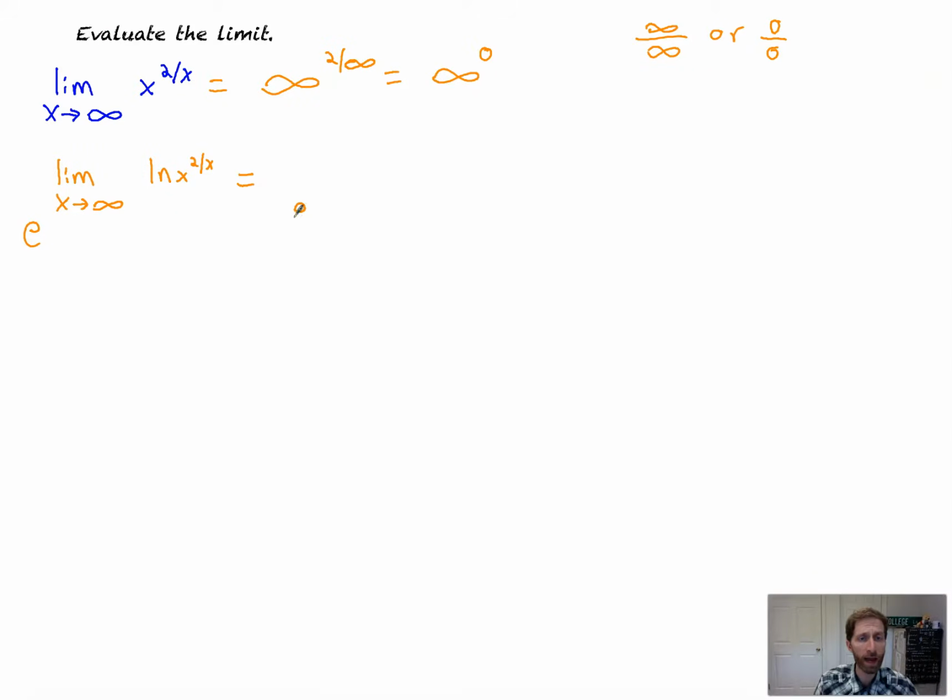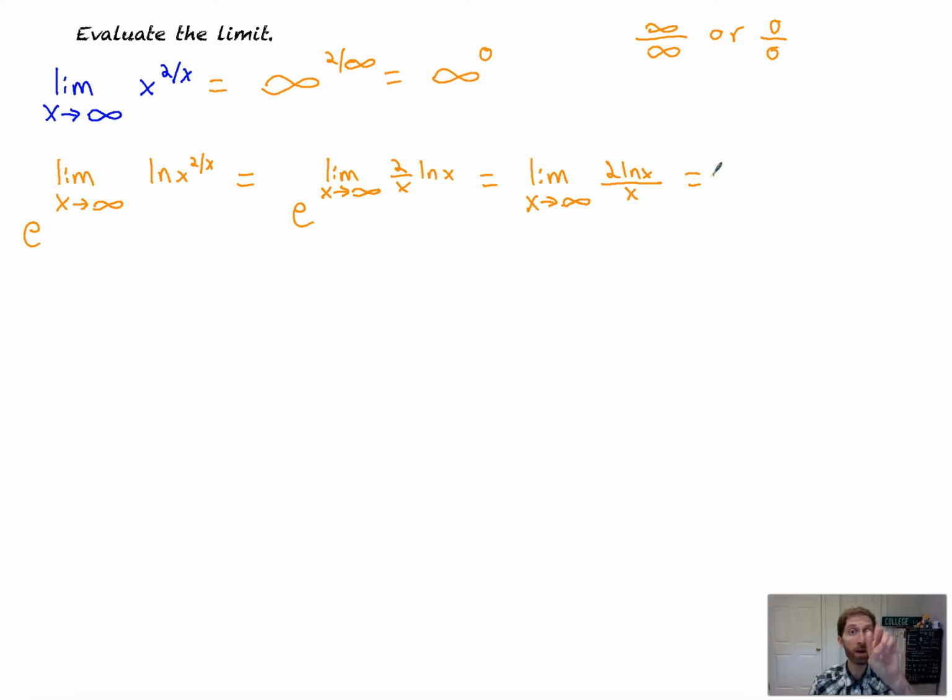So what happens from there? I've got e, don't forget about that, to the limit as x goes to infinity of 2 over x comes out front. So that's going to be 2 over x ln of x. That's great. That's why we use that ln piece. Now let's smush that together a little bit, and you'll see why in a second. Because if I were to plug in infinity here, I'd get 0 times ln of infinity is infinity. So I get the limit as x goes to infinity of 2 ln x all over x.